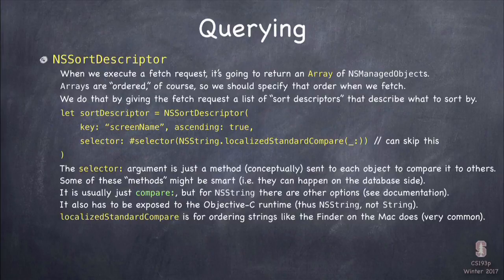Compare returns something called a comparison result, which is either the same, greater than, or less than. That's what this compare method does. And it's implemented by date, it's implemented by Int32, it's implemented by double, it's even implemented by string. Okay? So you could just use compare.